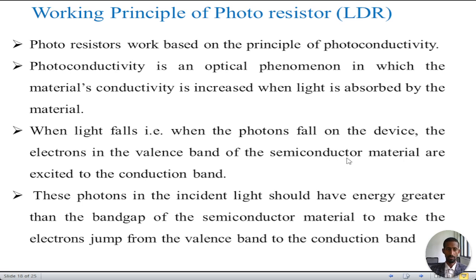How does this LDR, or light-dependent resistor, work? Photoresistors work based on the principle of photoconductivity. What is photoconductivity? Photoconductivity is an optical phenomenon in which the material's conductivity is increased when light is absorbed by the material. This phenomenon is known as photoconductivity. When light falls, that is, when photons fall on the device, the electrons in the valence band of the semiconductor material are excited to the conduction band.